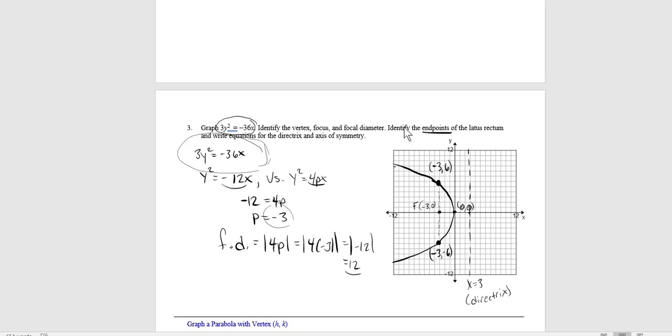We've got a lot of stuff labeled here. What else is left to label? We have the focal diameter, the focus is labeled, the vertex is labeled, found those endpoints we needed. The directrix we labeled down here, axis of symmetry. Notice in this case, the axis of symmetry is horizontal. This thing looks symmetric across the x-axis, so we would say it's the equation of the x-axis, y equals 0. Easy enough.